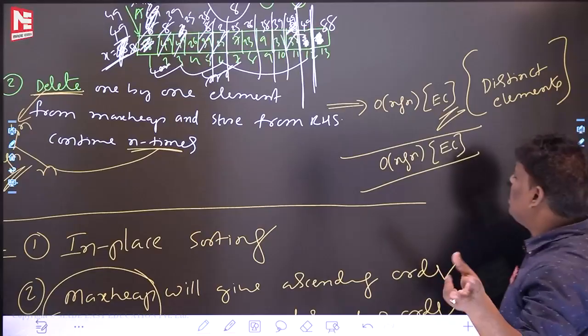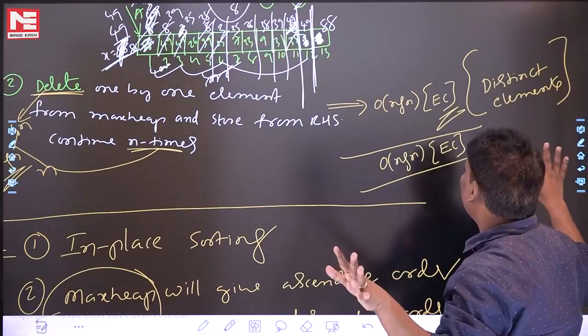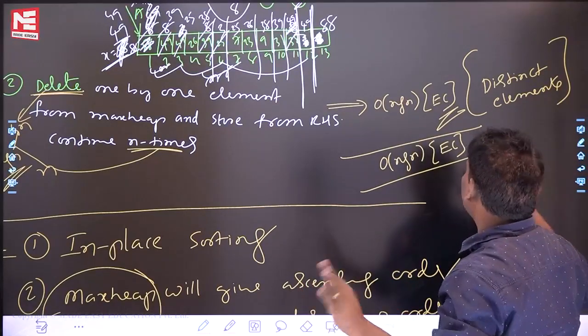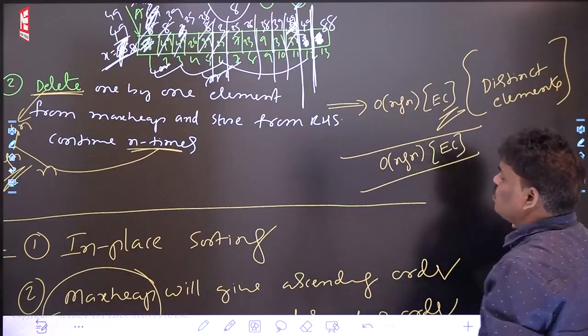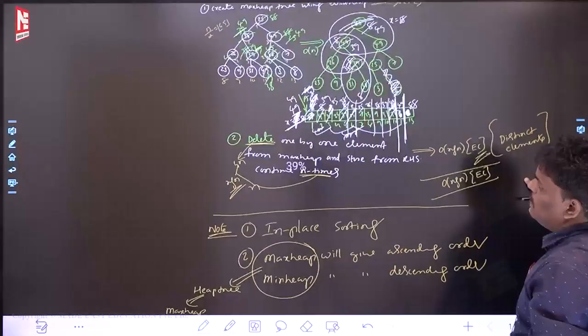That is a special case. All elements same is a special case. Normally, when you say sorting, elements are normally distinct elements. So this is the heap sort. Right? This is the heap sort.